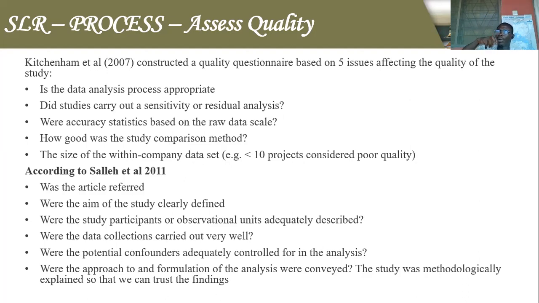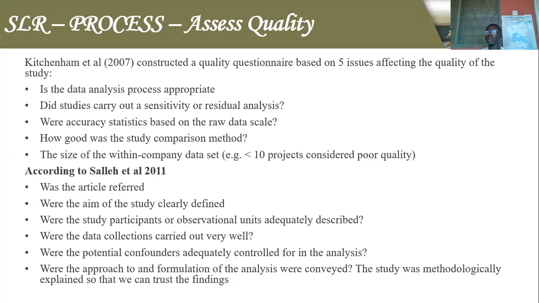Was the data collection carried out very well? That's another criterion. Were the potential confounding variables adequately controlled? This one is for experimental research. Whether those confounding variables were adequately controlled or not, they look at that. Then, were the approach to and formulation of the analysis conveyed, and was the study methodologically explained so that we can trust the findings? So these are the questions, the issues, the indicators that Salleh et al. used in 2011 in assessing the quality of the articles and literature they consulted in carrying out their systematic literature review.